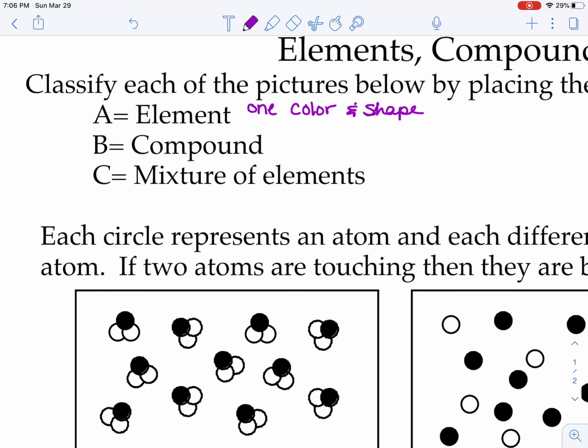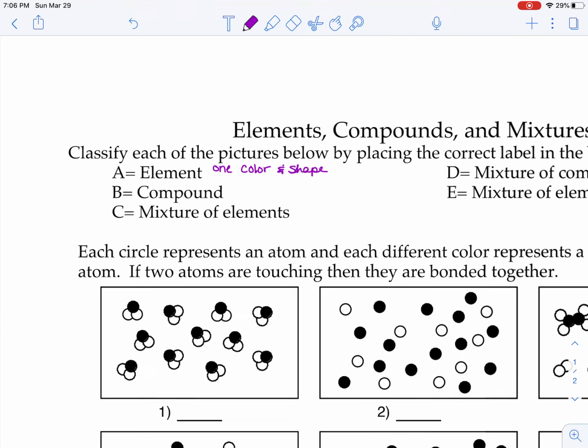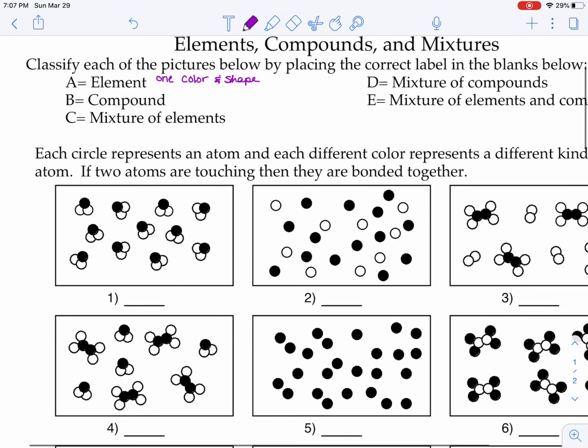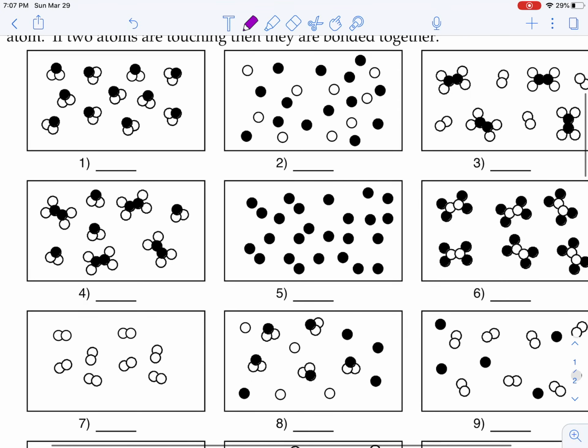Now remember, an element can sometimes be a diatomic element, like nitrogen, where it is two of the same atoms stuck together, but they're still going to be one color and one shape. So if I look through my pictures here, I'm looking for boxes where I have just one color or one shape, like number 5 here. These are all black circles, they're all the same, so that is an element.